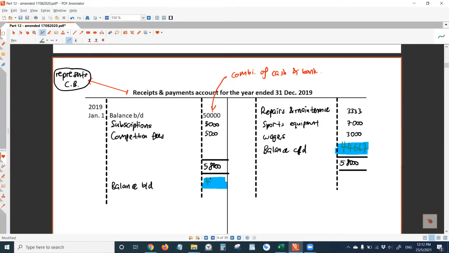That's how you do a receipts and payments account. Quite simple. But you must know what all these amounts represent. These amounts are amount you have actually received during the year. Those on the credit side are amount you have actually paid during the year. And then you are left with $44,667 amount of money at the end. That's how you complete the receipts and payments account.